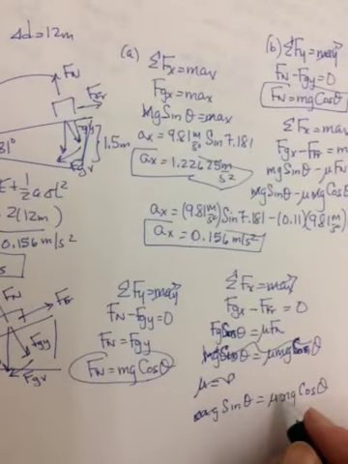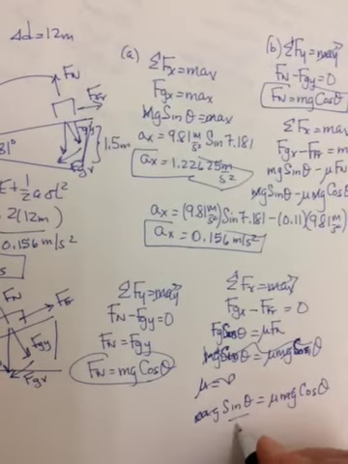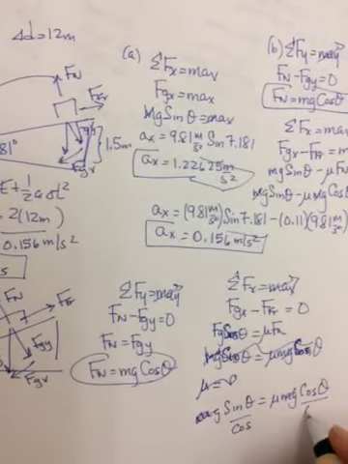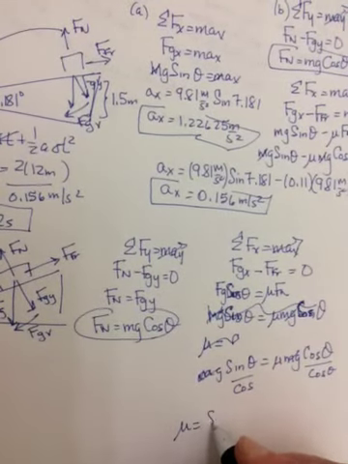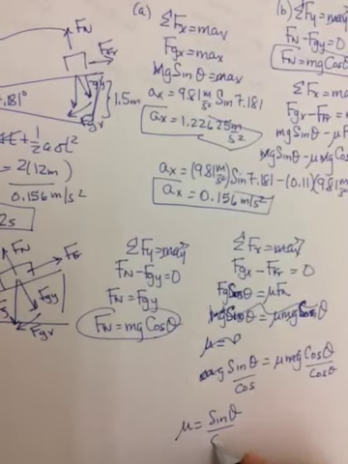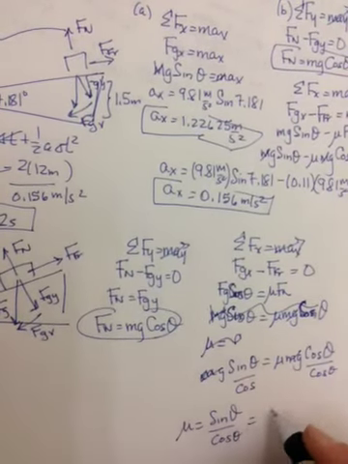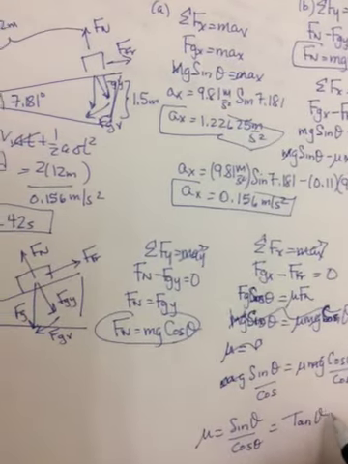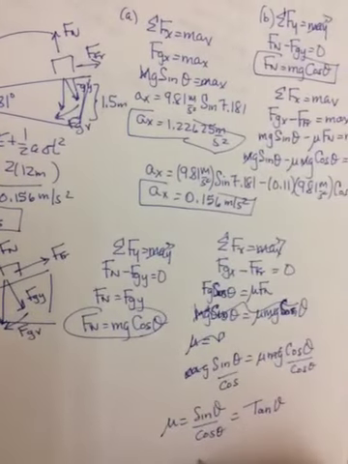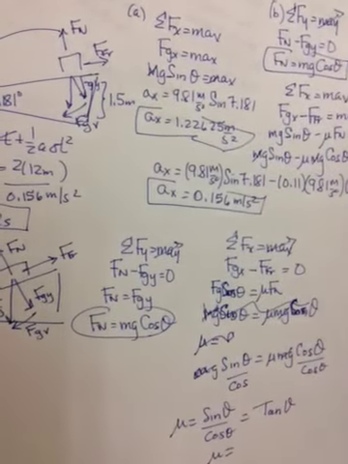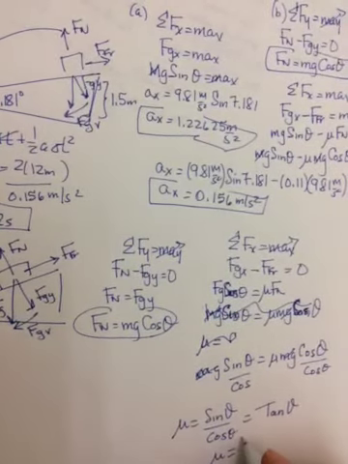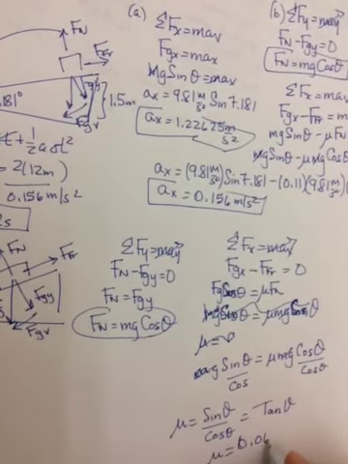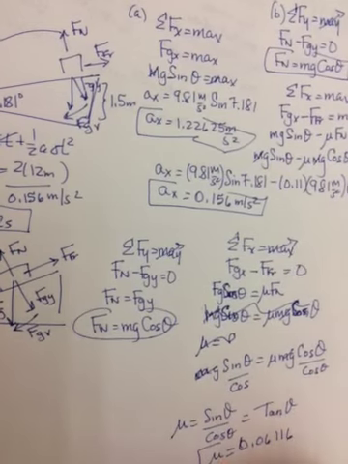And so the mg's cancel. Divide both sides by cos theta. And you get mu equals sine theta over cos theta, which from math you might know is equal to tan theta. So they told us the angle was 3.5 degrees, so take tan of 3.5 and get 0.06116. And you are done.